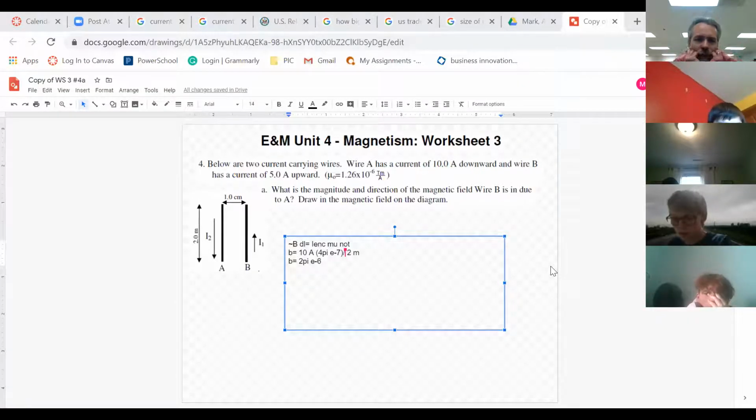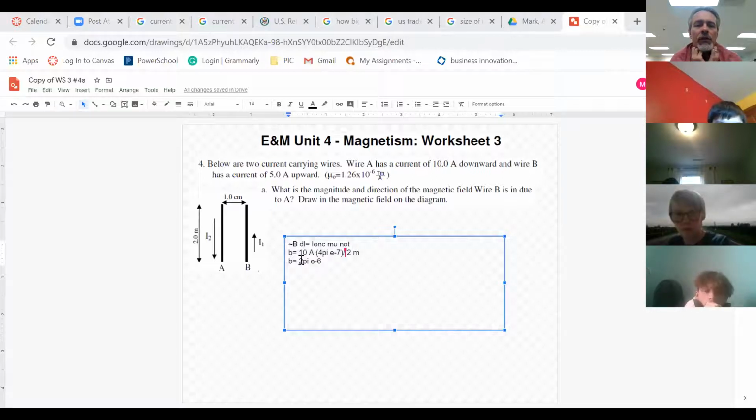Okay, so B dot dl equals I enclosed times mu naught. And so you said 10 amperes, that makes sense, times 4 pi times 10 to the negative 7th, that's mu naught. The problem is you divide by 2.